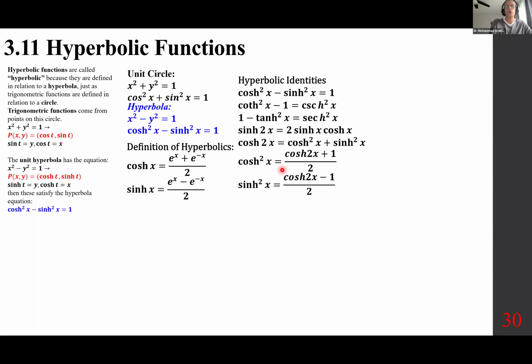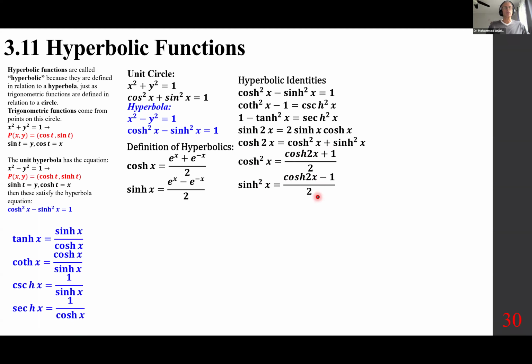Then you can solve for cosh squared. You get cosh 2x plus 1 over 2. Sinh squared equals cosh 2x minus 1 over 2. And again, you can go back to trigonometric functions and find them similar. Now, here are some definitions exactly like trigonometric functions. For example, tangent is sine over cosine. So hyperbolic tangent is sinh over cosh. Hyperbolic cotangent is cosh over sinh. Hyperbolic cosecant is 1 over sinh, and hyperbolic secant is 1 over cosh.